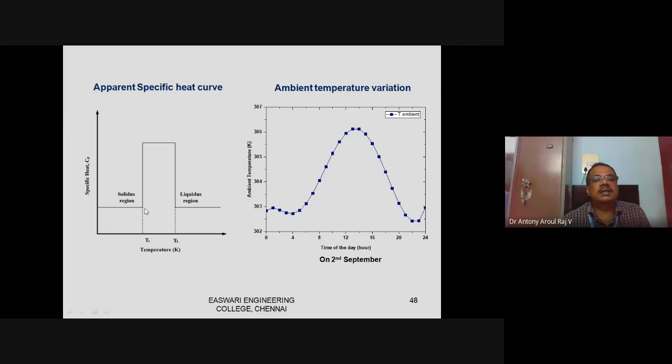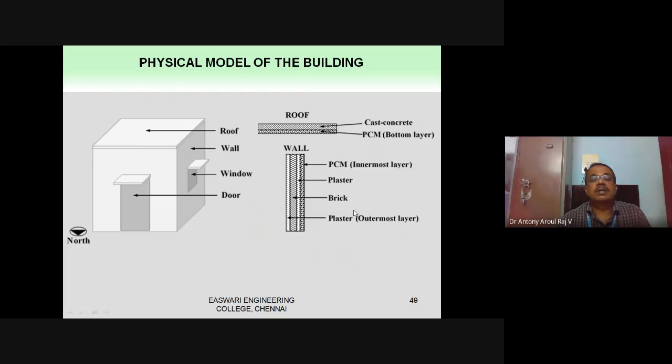Below solid, we have taken the specific heat of solid. Above liquid, we have taken the specific heat of liquid. Between these two, I have a higher specific heat. This is how I am giving it to the solver, and I am taking an ambient temperature model also as input. This is done by MATLAB software.